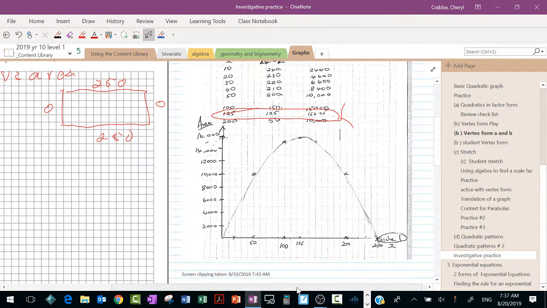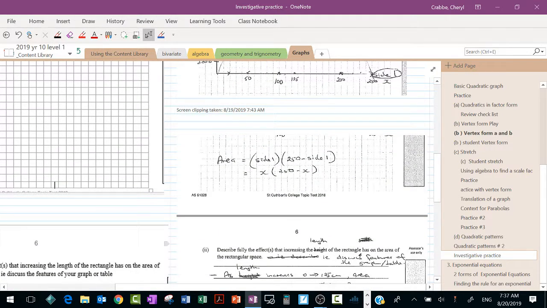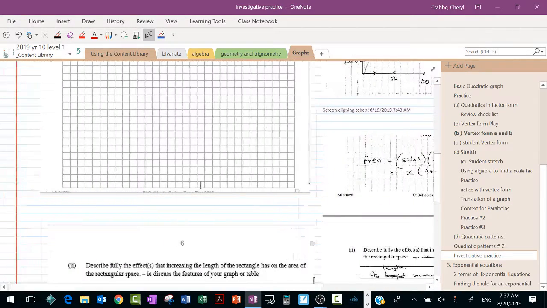Or the other thing you can do is realize that you've got x, which is one side, and 250 minus x is the other side. And then you can just use that as your length times your width for your area. Most people don't do that. You can find it from your calculator.